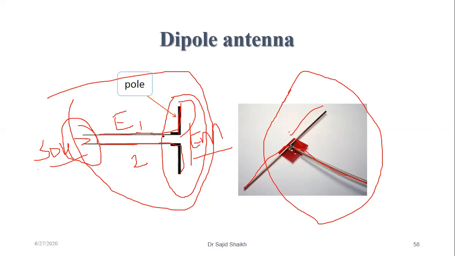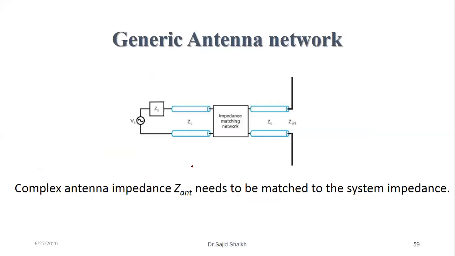This portion is also called a pole. Dipole means di is two, we have two poles. So this antenna is called a dipole antenna, right? Just now I told you how the structure will be designed.